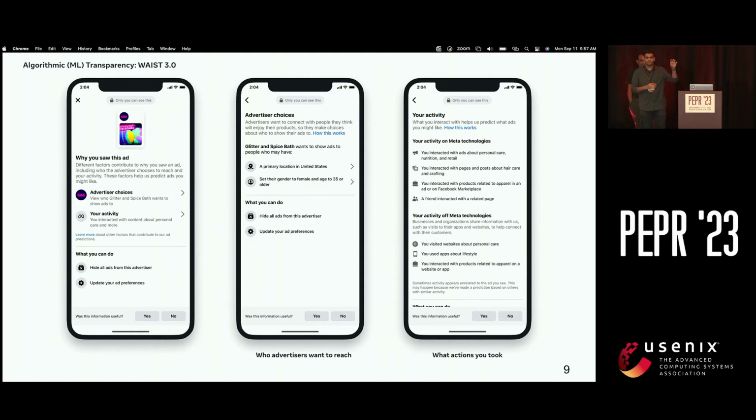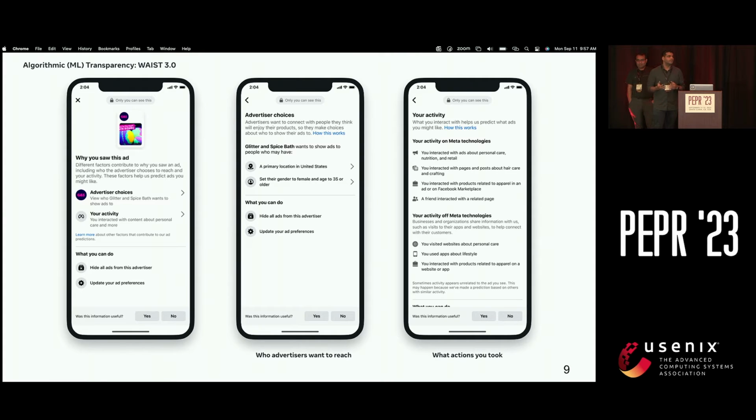At the very top, we show the user why they are seeing this ad. Then there are two major CTAs: advertiser choices, which is the targeting criteria, and the second is your activity. At the bottom, we also show what a user can do about this, so that in case a user wants to influence their ad experience in some way, they can go and take certain actions. And at the very bottom, we ask the user whether this information was even helpful to them or not.